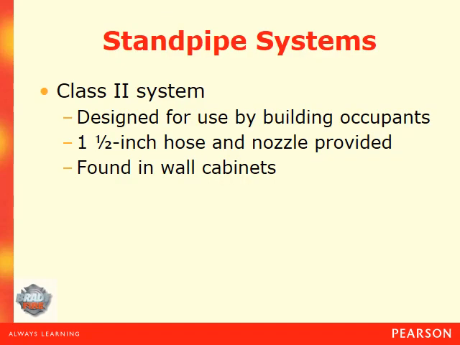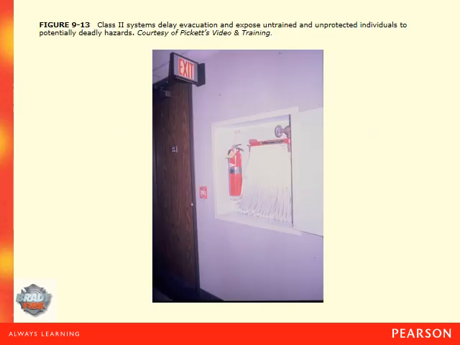A Class 2 system is designed for use by building occupants, and it should have a 1.5-inch hose and nozzle provided with the standpipe, and it should be found in some sort of wall cabinet. Here's an example of a Class 2 system.